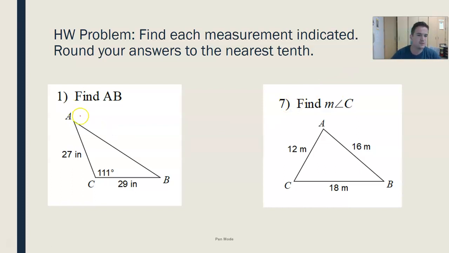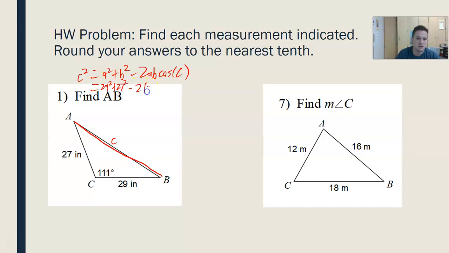Okay, so this problem right here says find AB, this side right here. We can call that little c because it's opposite angle C. So since I have a side, an angle, and a side, I'm going to go ahead and use the law of cosines formula to find a missing side. c squared is equal to a squared plus b squared minus 2ab times the cosine of C. So that's 29 squared plus 27 squared minus 2 times 29 times 27 times the cosine of 111.